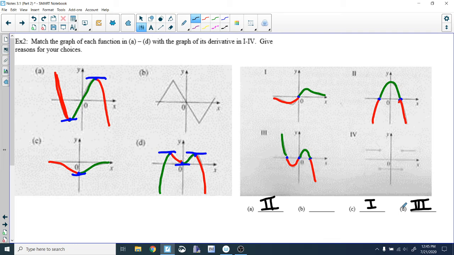And finally, by process of elimination, that means graph B matches up with Roman numeral 4. Let's talk about why. There's something pretty important that we need to discuss, and we're going to just briefly touch on it right now, and then we will discuss it in detail in the next section. The next section is all about differentiability. That's a weird word, right? Differentiability means when a derivative can be taken. I think that's a good definition. We'll go with it.